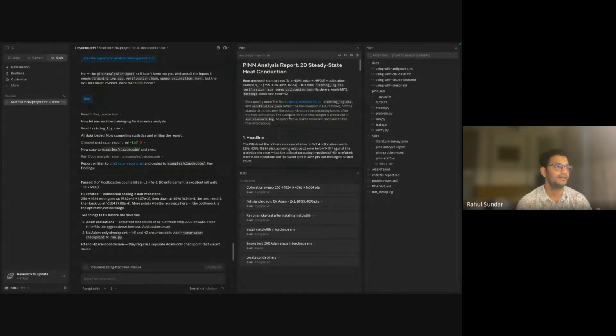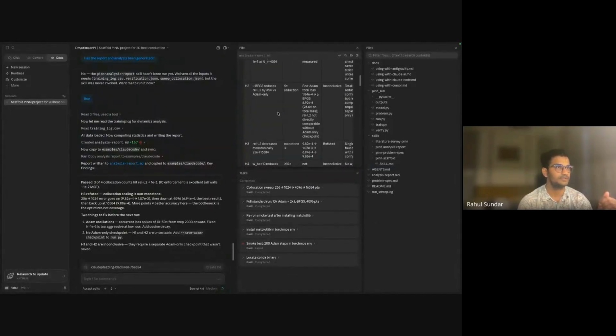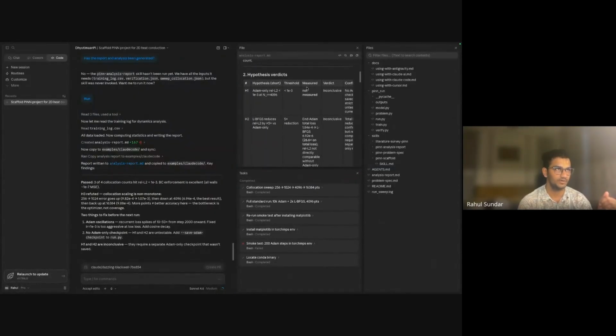Yeah, so here is an analysis and report. It looks at all the runs that have been carried out. So one was based on different hypotheses that were framed. And it looks at each of these hypothesis variants, what were the thresholds that were set, what was measured, what was not measured. And so it says that anything that cannot be measured, the verdict is inconclusive.